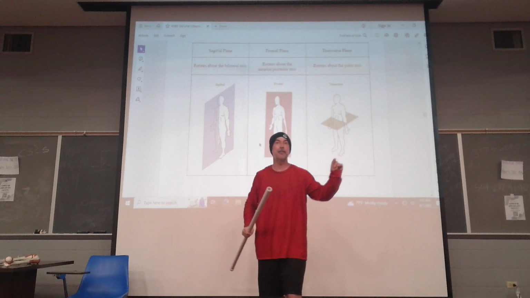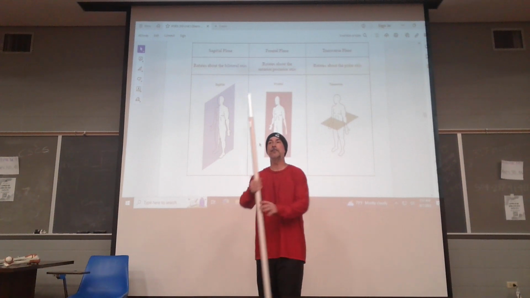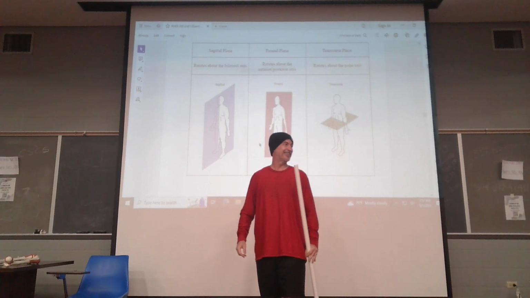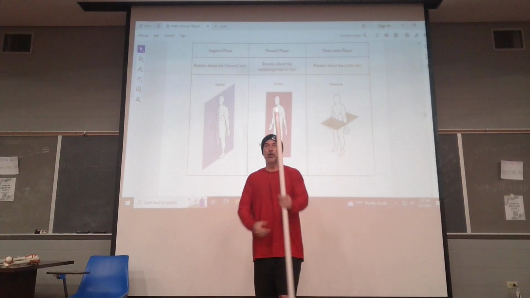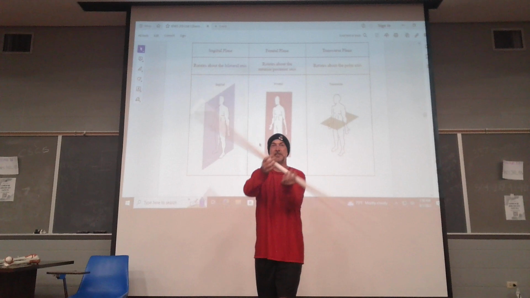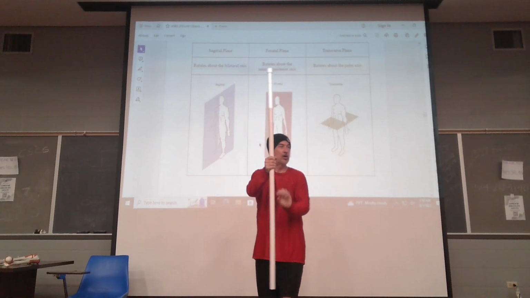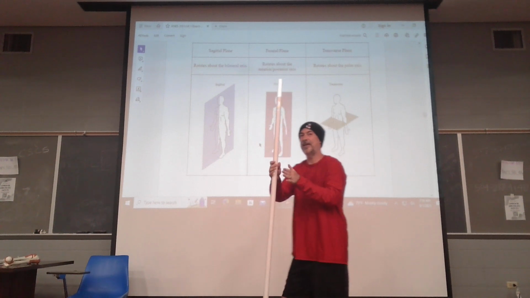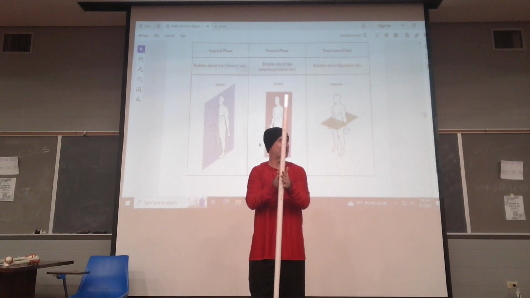Now we're going to play the same game with rotation. How many different ways can this pipe spin? 6. 2 different rotations in the frontal. 2 different rotations in the sagittal. And two different rotations in the transverse.